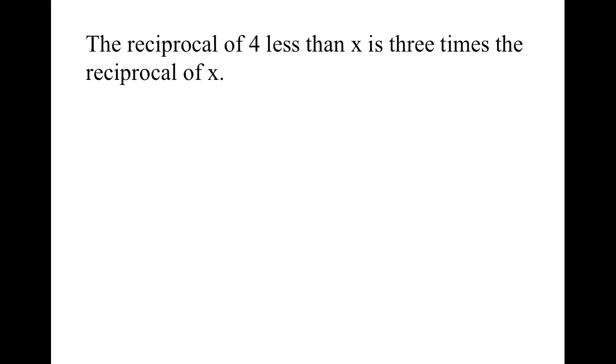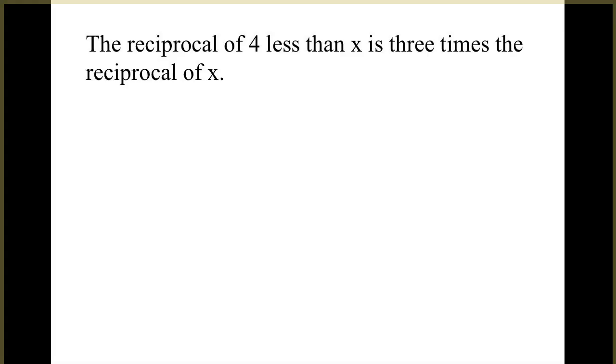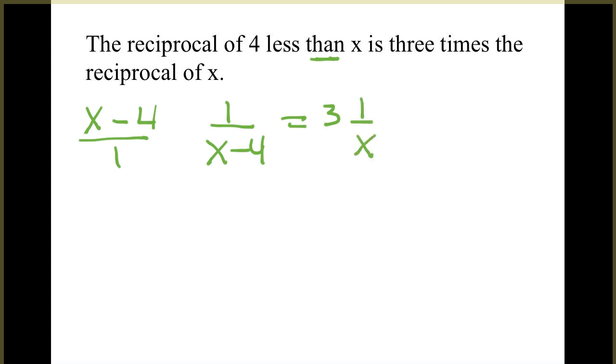All right, last problem. I didn't go through this at school. The reciprocal of 4 less than x. So how would I show 4 less than x? 4 less than x, because we have a than. What would the reciprocal of that be? If that's the normal, remember any number over 1, the reciprocal would be 1 over x minus 4 equals 3 times the reciprocal of x. 3 times 1 over x.